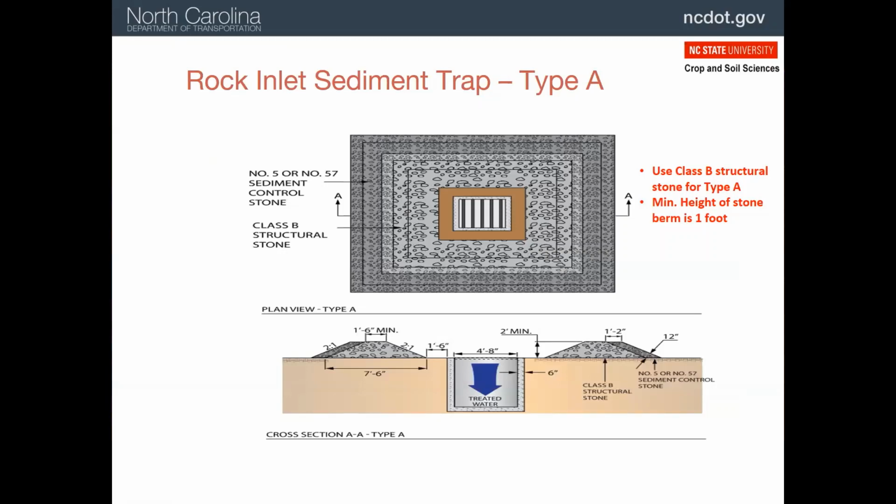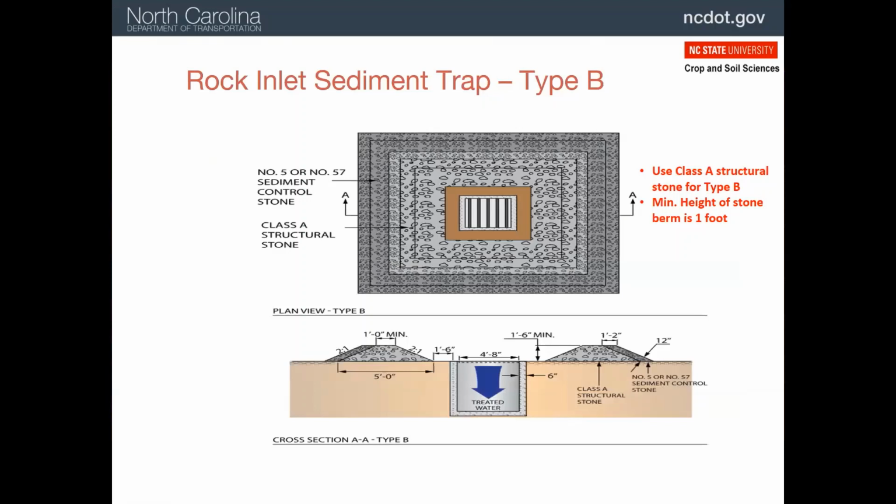This is a diagram of Type A inlet protection showing the general dimensions. Note that all 3 keep the stone about 1.5 feet from the inlet, mostly to keep the stone out of that inlet. The dimensions of Type B inlet protection are just slightly smaller than for Type A.